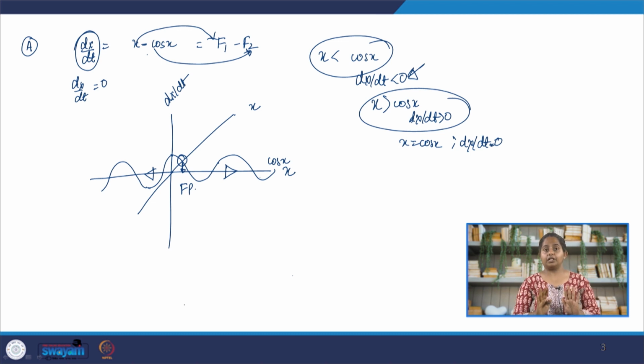Notice the arrows are moving away from the fixed point. So this is an unstable fixed point. Let's take another example.